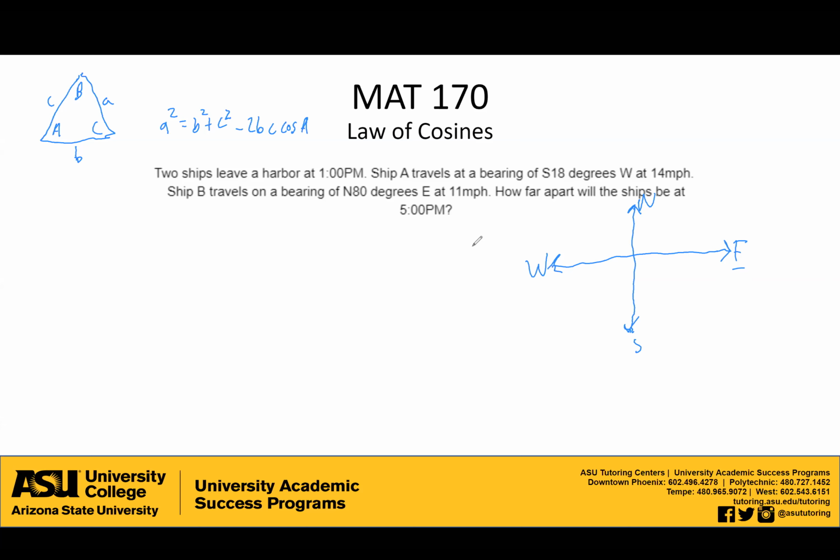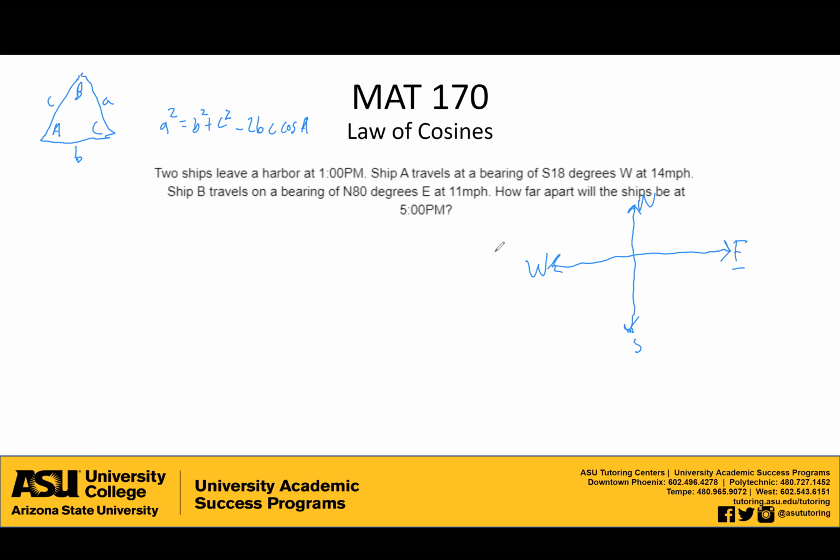Now, let's go ahead and read this problem. Two ships leave a harbor at 1 p.m. Ship A travels at a bearing of south 18 degrees west at 14 miles per hour, and ship B travels on a bearing of north 80 degrees east at 11 miles per hour. How far will the ships be at 5 p.m.?